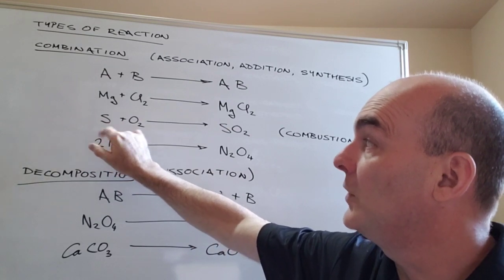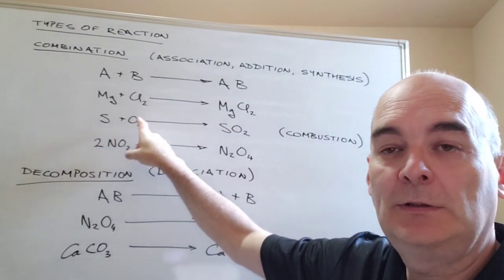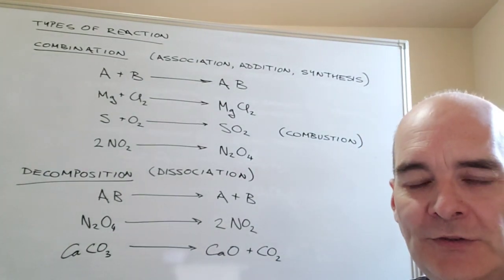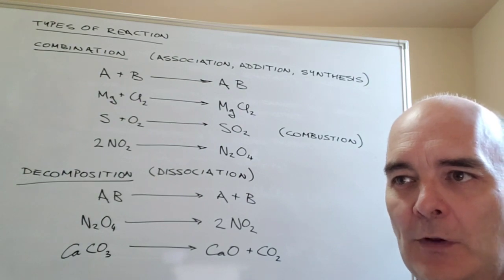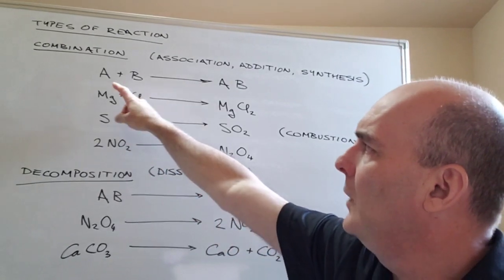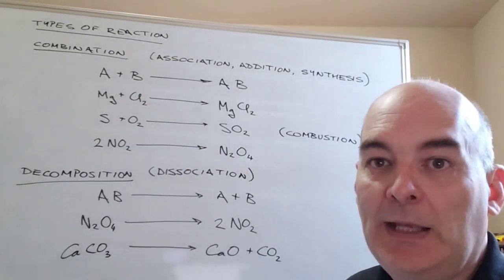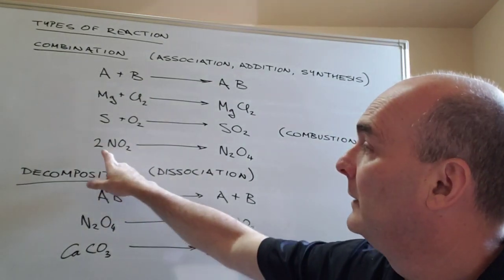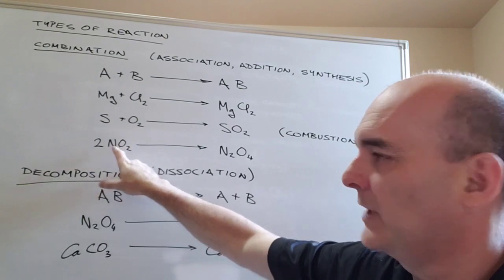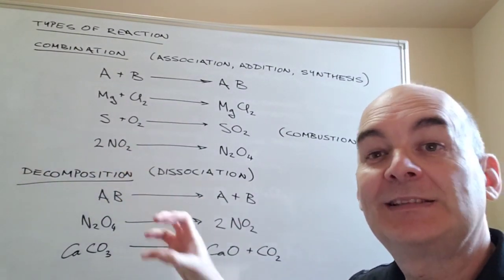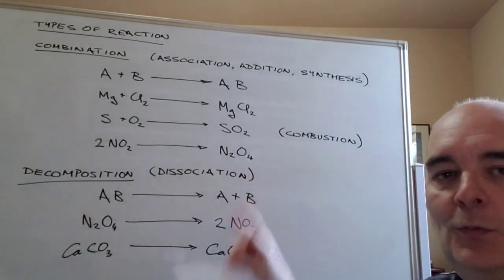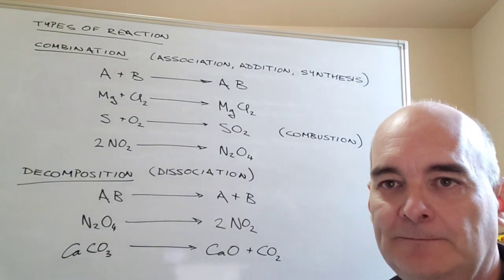It could be two non-metals, sulfur plus oxygen, combining together to make sulfur dioxide. And we've already mentioned that combinations that involve oxygen are called combustions. The two components that are combining in an addition or an association don't have to be different from one another. It is possible to take nitrogen dioxides and take two of those and stick those together with a new bond between the nitrogens to make N2O4, dinitrogen tetroxide.